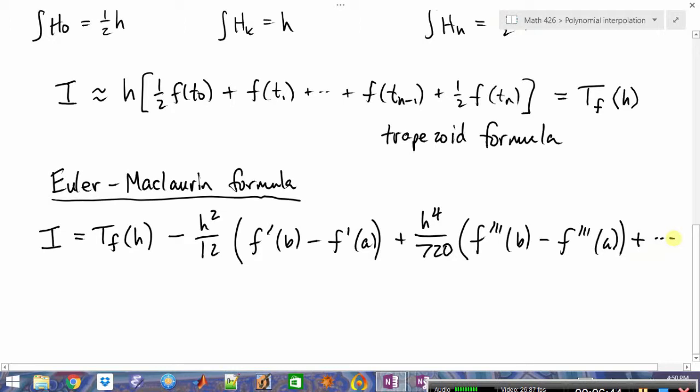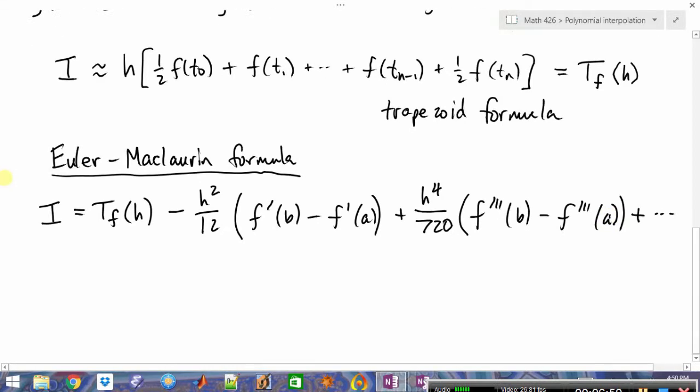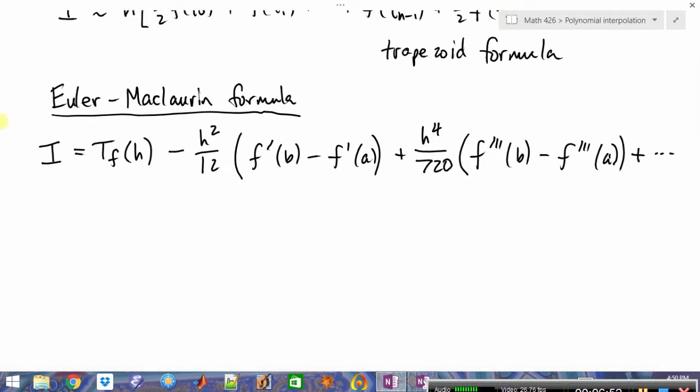Everything only depends on derivatives of the function at the boundaries. Because of this h squared term here, we say the method is second order accurate.